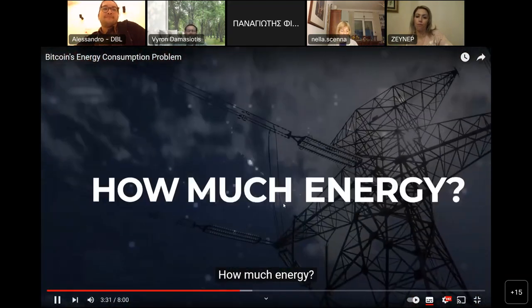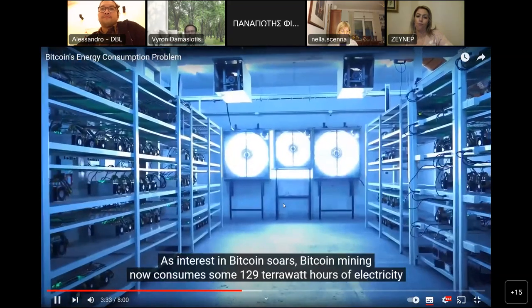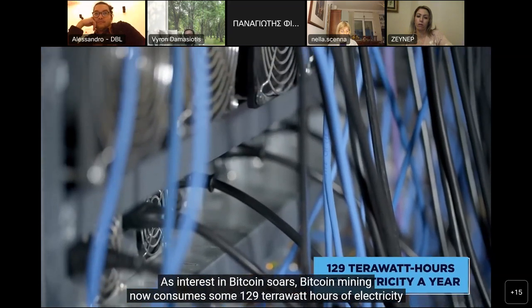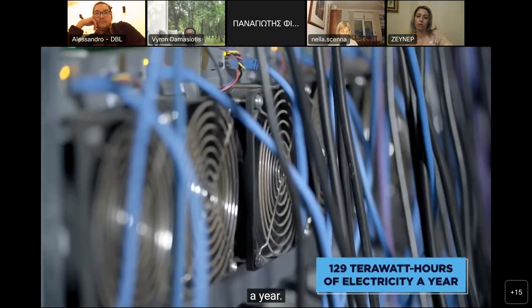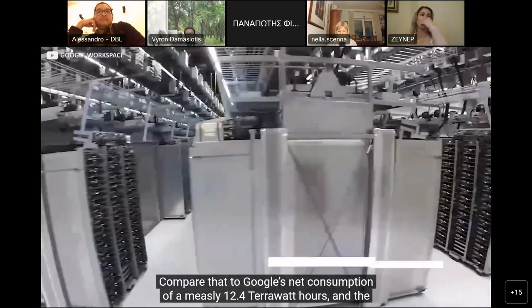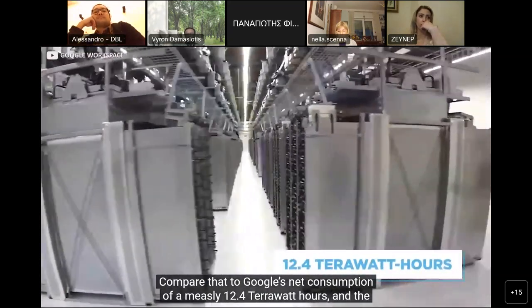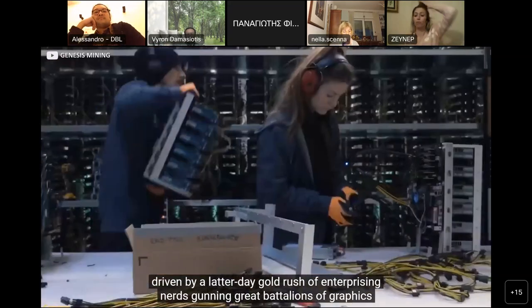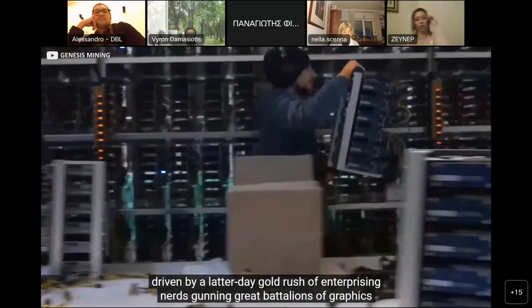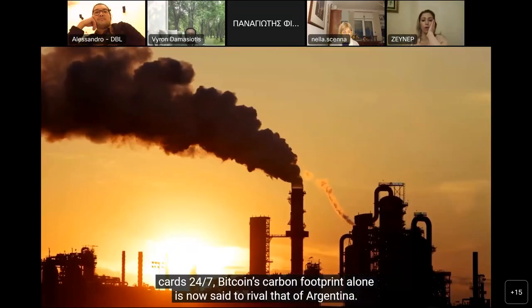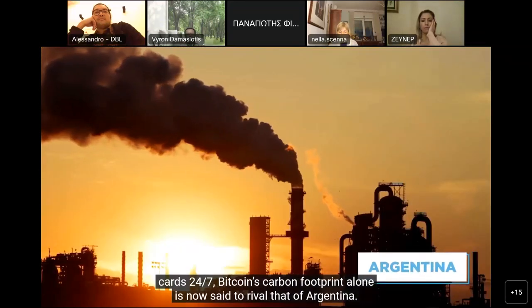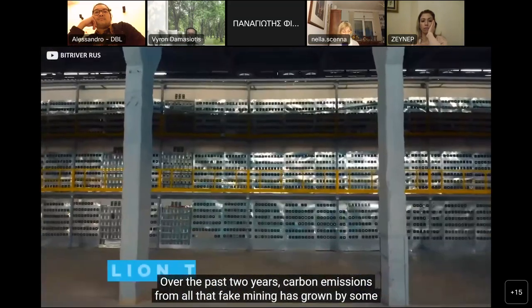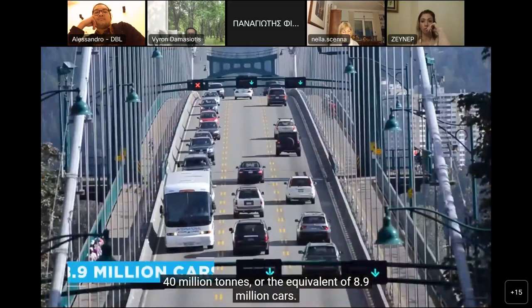How much energy? As interest in Bitcoin soars, Bitcoin mining now consumes some 129 terawatt hours of electricity a year. Compare that to Google's net consumption of a measly 12.4 terawatt hours, and the scale becomes obvious. In terms of emissions, driven by a latter-day gold rush of enterprising nerds running great battalions of graphics cards 24/7, Bitcoin's carbon footprint alone is now said to rival that of Argentina. Over the past 2 years, carbon emissions from all that mining have grown by some 40 million tons, or the equivalent of 8.9 million cars.